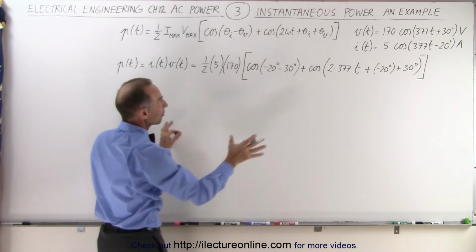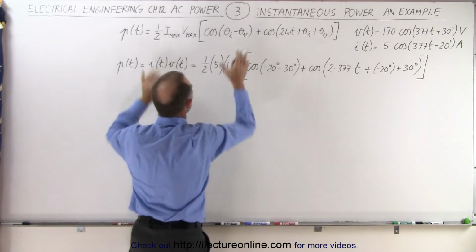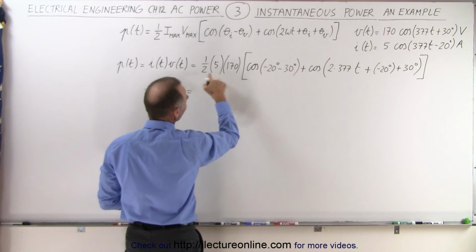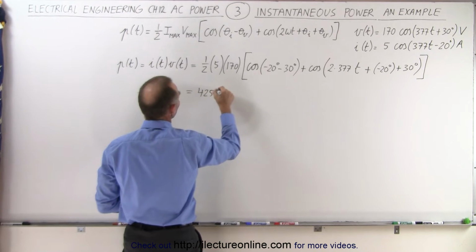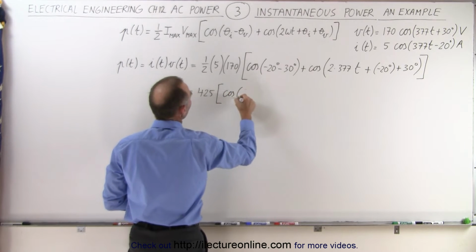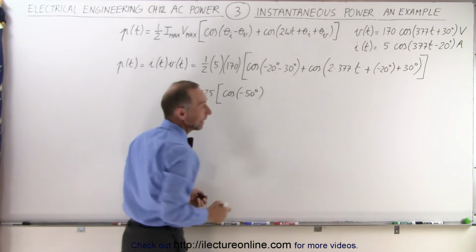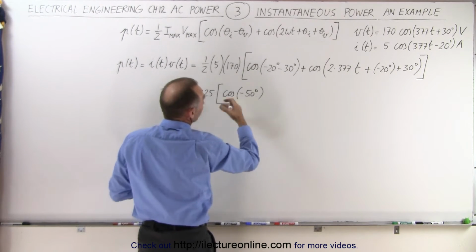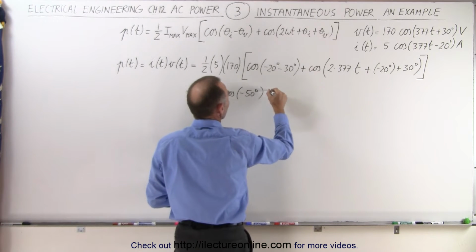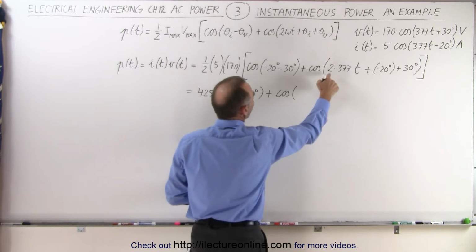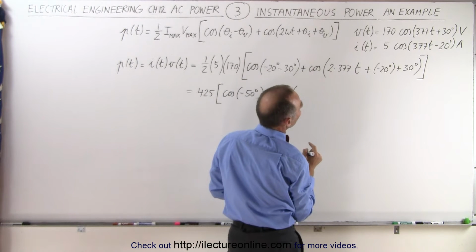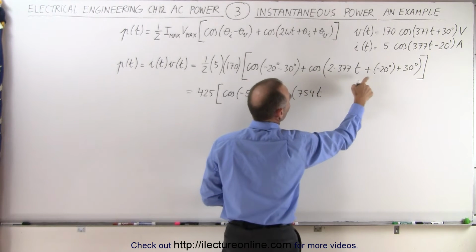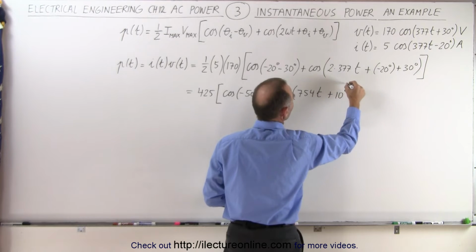All we do here is take the two equations and plug them into our general formula. Simplifying, this is equal to 5 times 170, that's 850 divided by 2, which is 425, times the cosine of minus 50 degrees. Notice it didn't matter what order we place these in, because the cosine of negative 50 equals the cosine of positive 50. Plus the cosine of twice omega, 2 times 377 is 754, times t, plus 10 degrees as the sum of the phase angles.